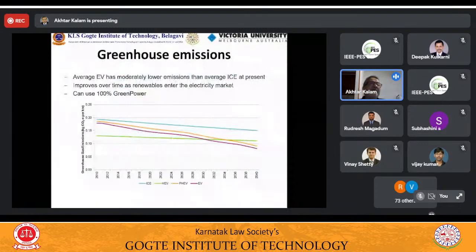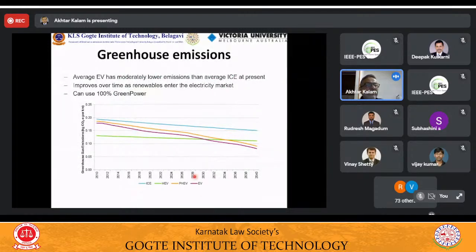Now, the greenhouse gas emission. The average electric vehicle has lower emission than the average ICE at present. Look at the emission. Although the emissions are reducing, I know that, right? But that is how the emission is. Look at the emission from the electric vehicle. Compare this one to that one. You can see there's much lower emission from the electric vehicle, and you can use 100% green power.